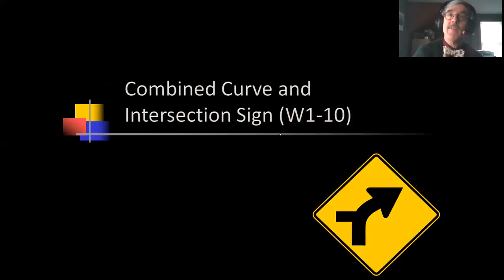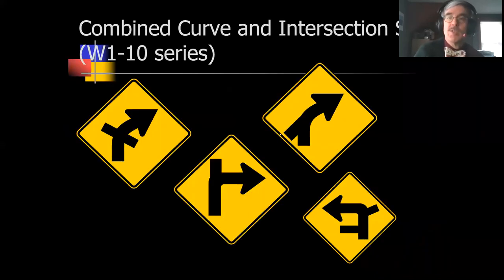Now, one of my favorite things that was changed about 10 years ago with the MUTCD is the combined curve and intersection sign. It's a pretty cool sign, and you see them all over. They're getting more and more popular. You can use them for all kinds of intersections, but remember, you should not have more than two side roads on top of the sign. It allows you to combine signs together and actually help the public.